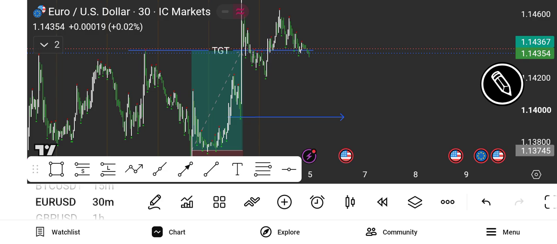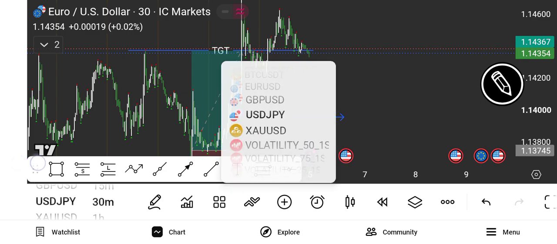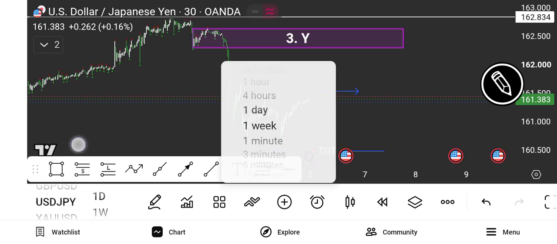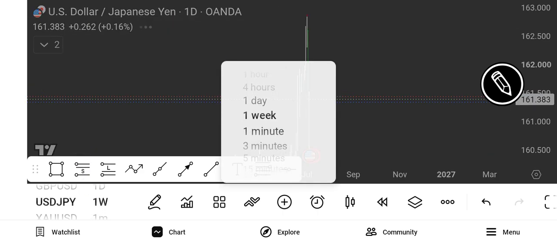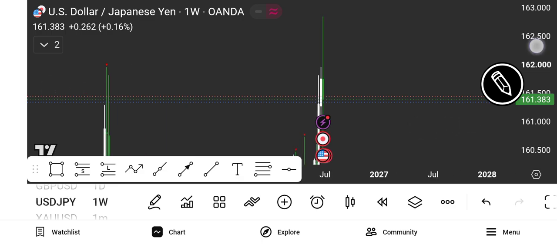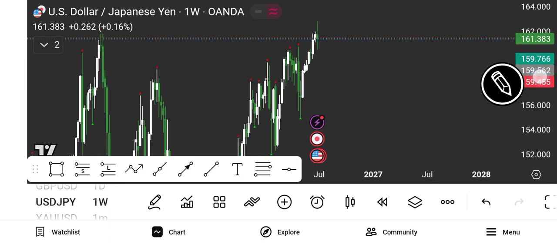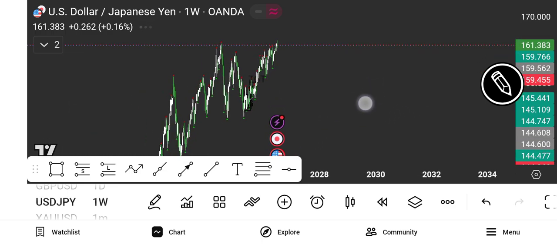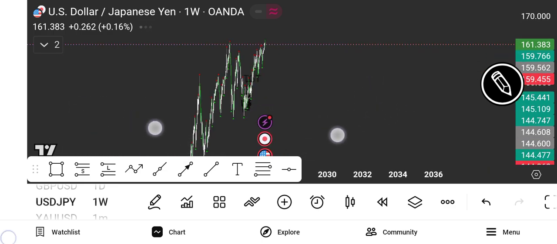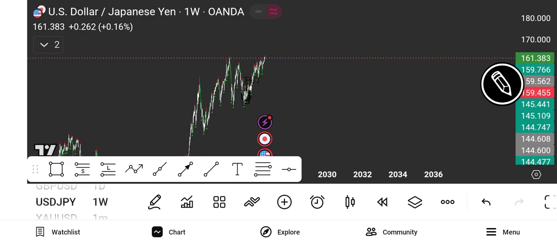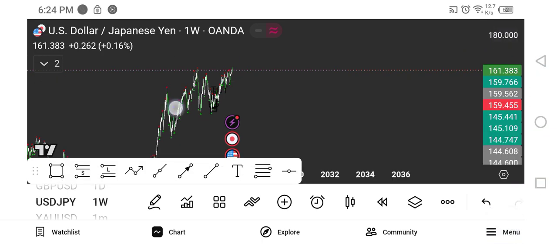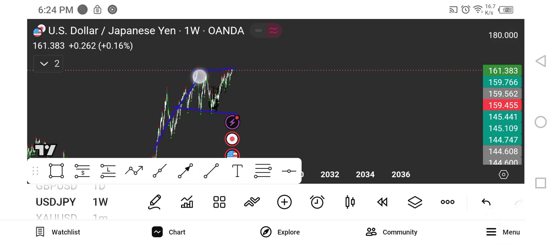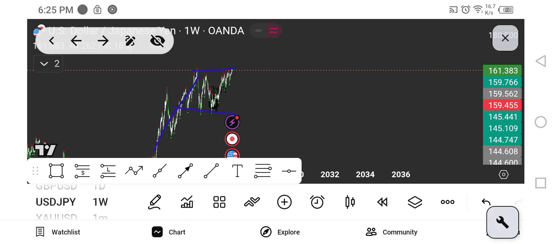Let's go over to USD JPY. USD JPY on the weekly time frame, what do we have? The weekly time frame on USD JPY looks kind of consolidating. It looks like it's ranging too. It's not giving any definite direction, although it was initially bullish. It has not been like this for long.